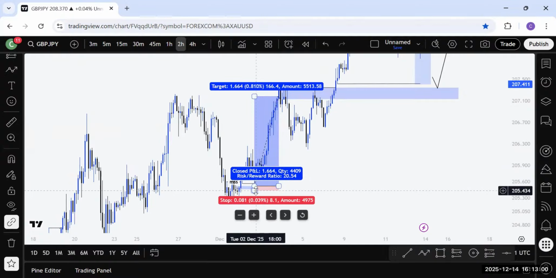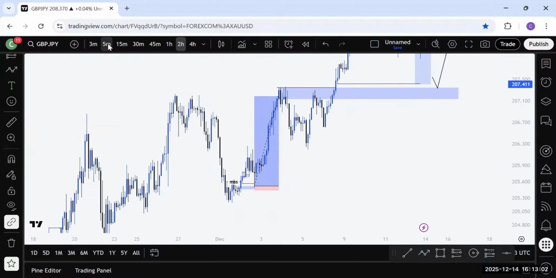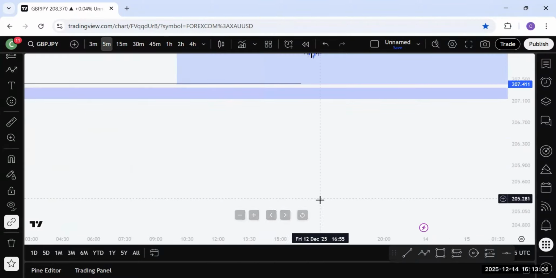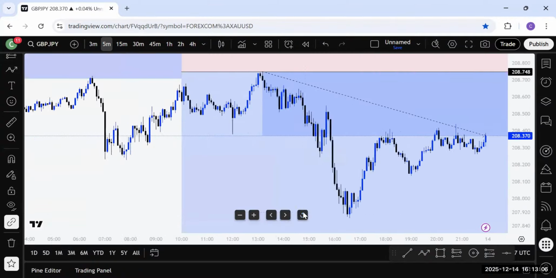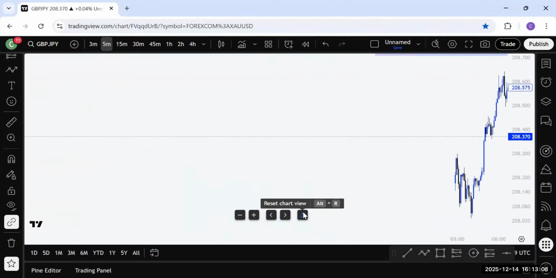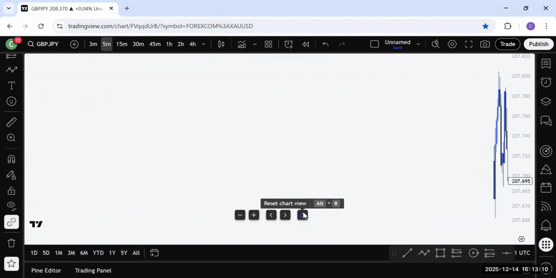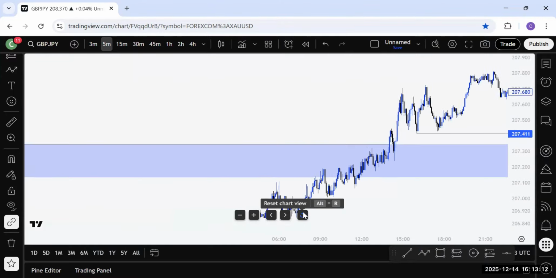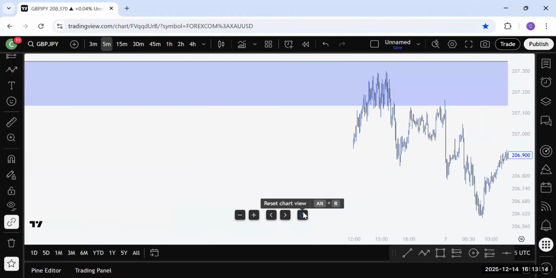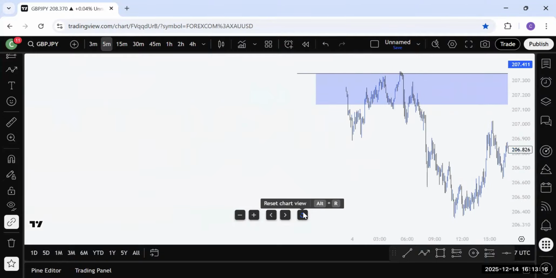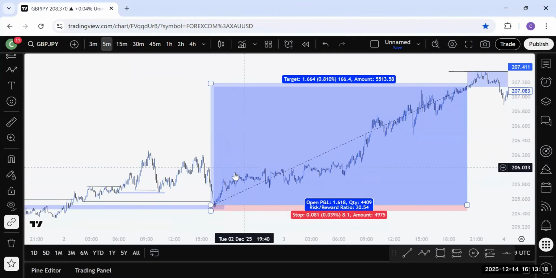Let me show you an example using this one. Let me go to the 5 minute time frame to show how I got this particular entry. So I actually do not use the higher time frame. Let me show you what I mean on that particular buy on GBP JPY here.